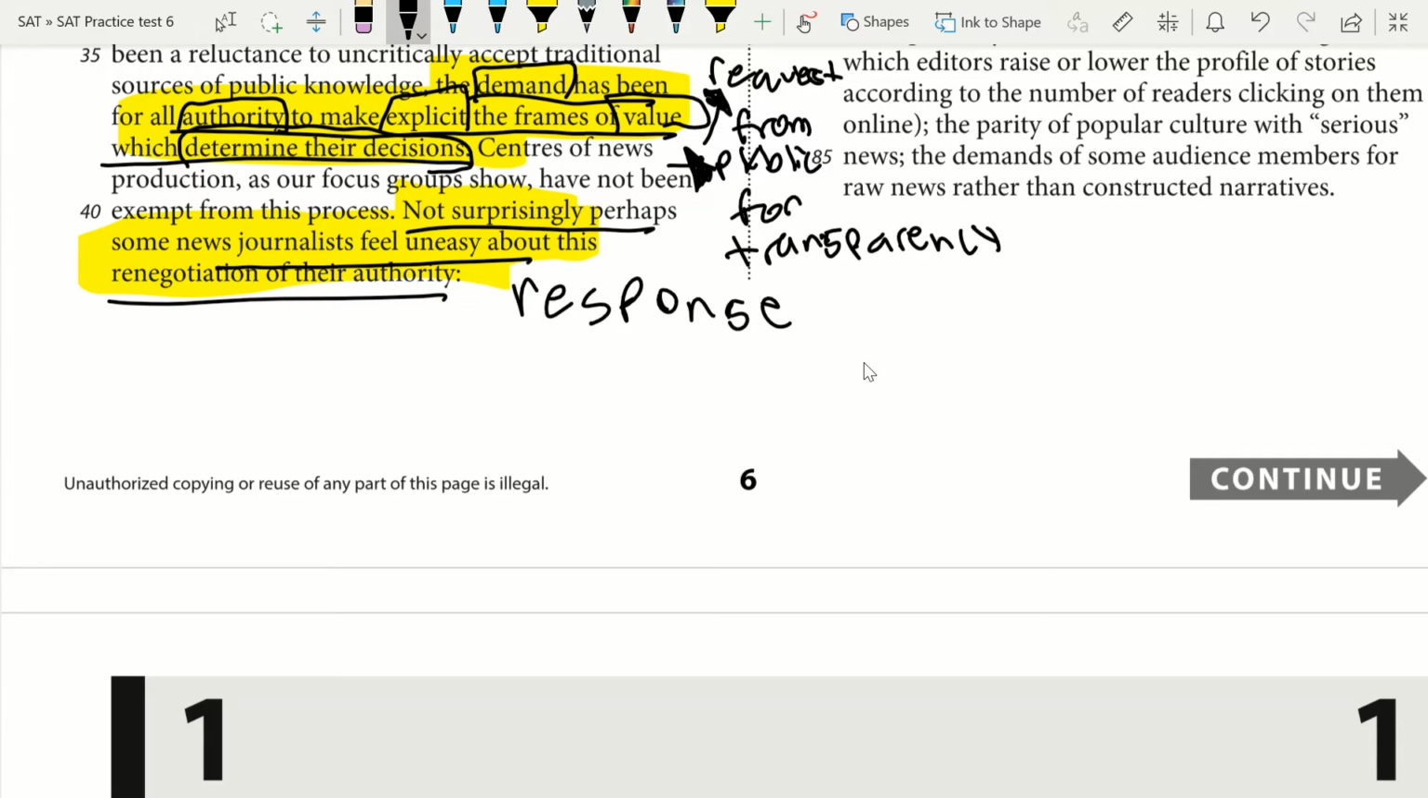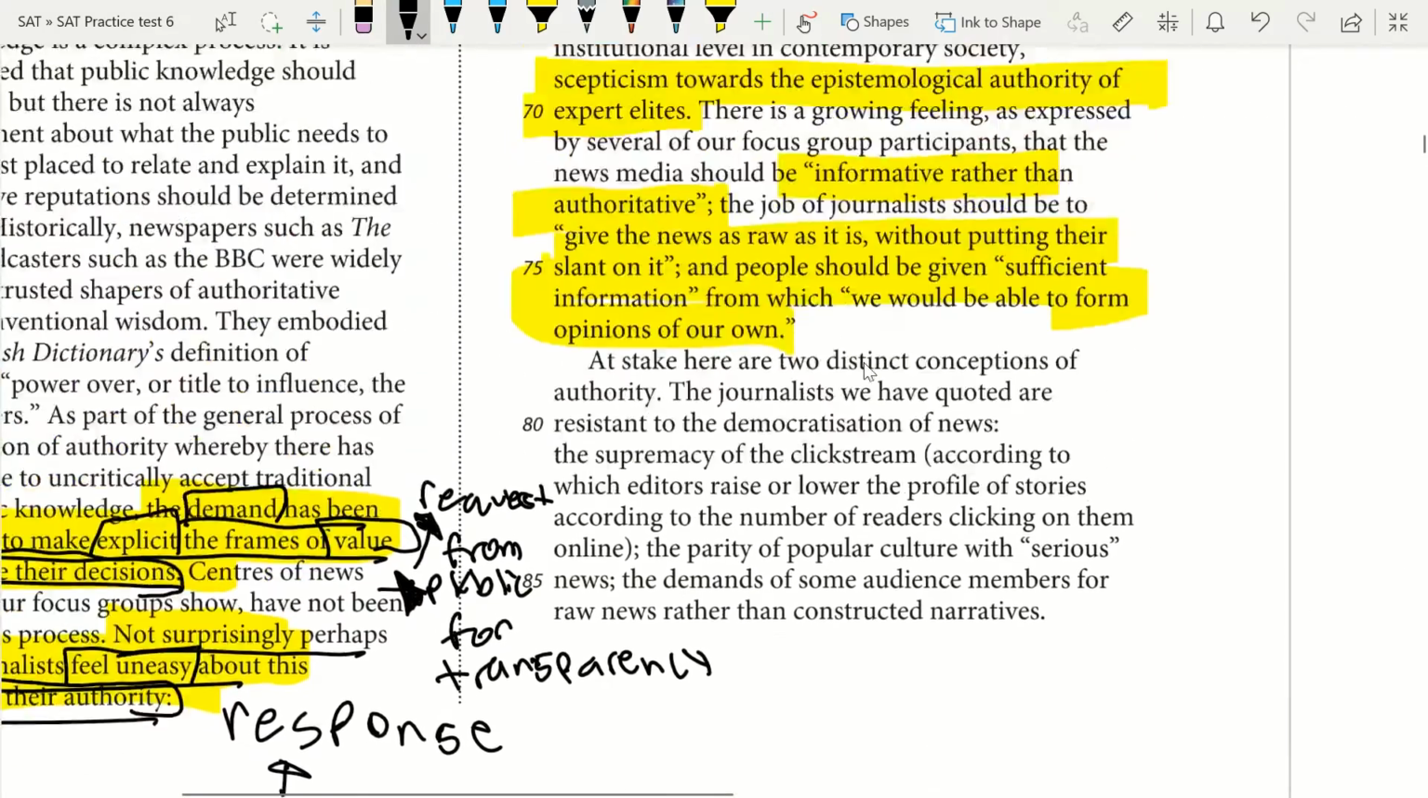Okay, in this case, it was a cause, a demand for more transparency from news organizations, to a response, them not wanting to give that, or them feeling uneasy or not wanting to give up that transparency. So they're not wanting to give that transparency. That's their response or the effect of this demand for transparency. So that's why I highlighted that.